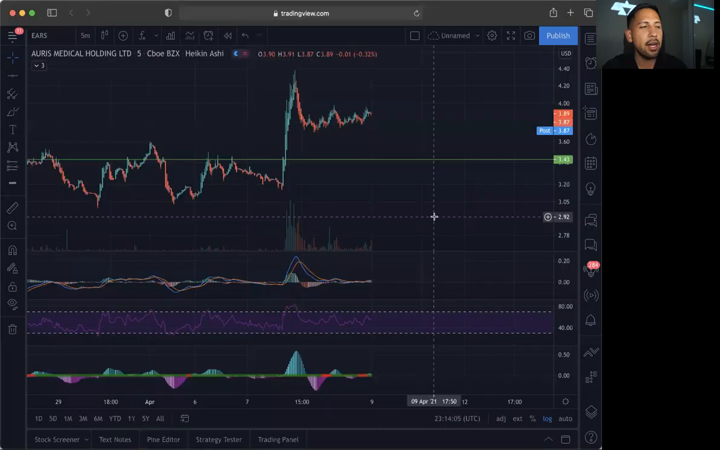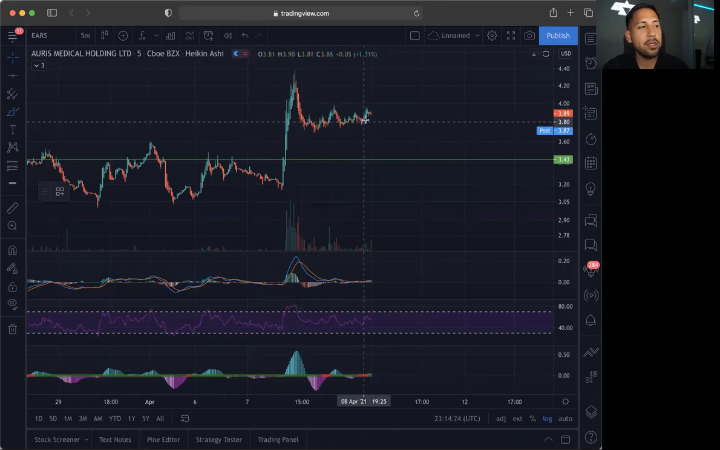Now we are going to go into EARS as a potential breakout going in on Tuesday. The reason why I say Tuesday is because after hours, they did announce that it will provide a business update on its AM301 program for protection against airborne viruses on Tuesday, April 13th. Now, this is potential huge news for this stock, so we are going to see if this one does run up into this news. And again, that is April 13th, Tuesday of next week.